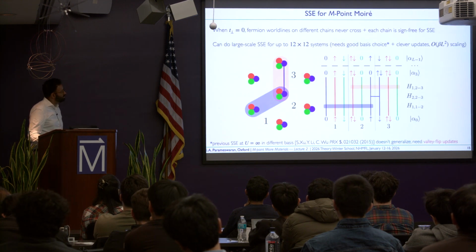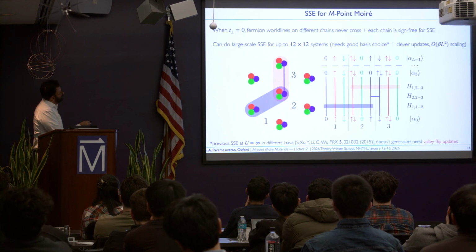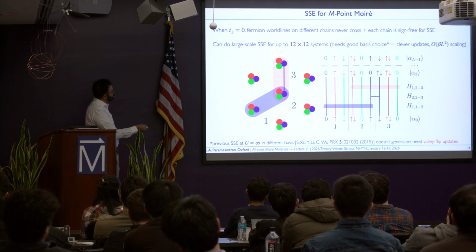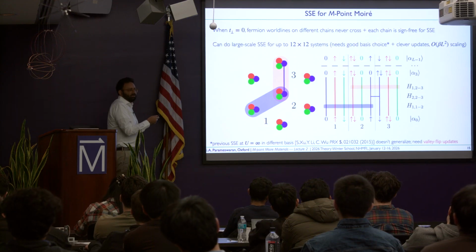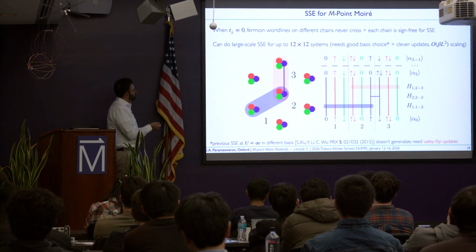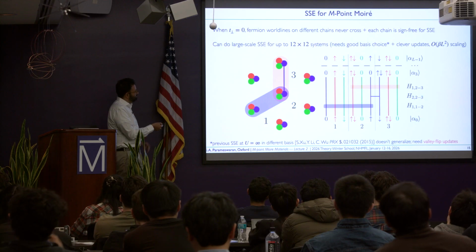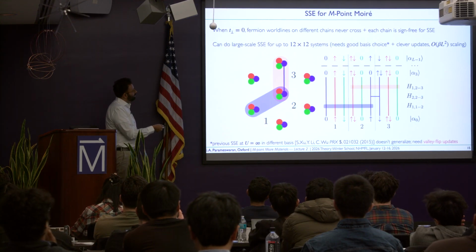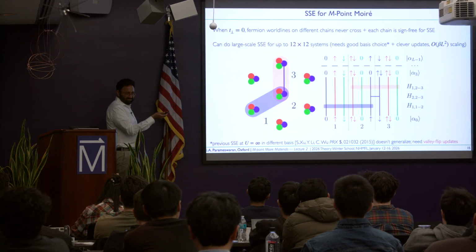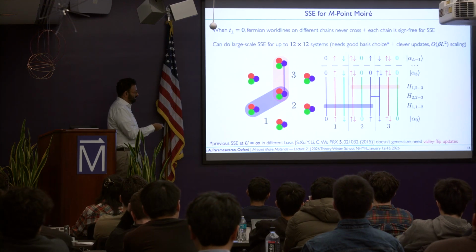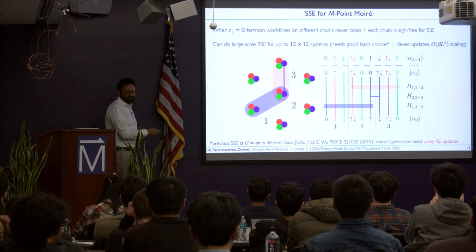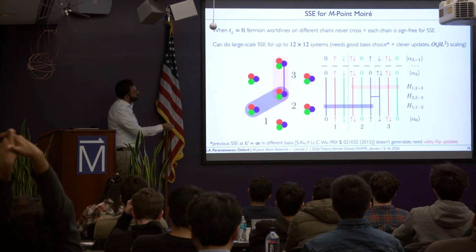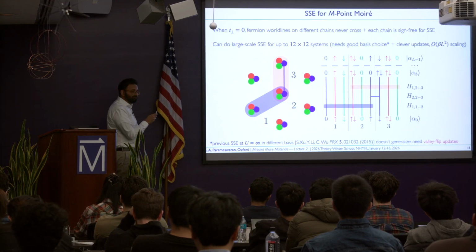So I'll tell you how this works. For instance, when T-perp is 0, what I said is the fermion worldlines never cross. So each chain is sign-free for a stochastic series expansion. And we're not primarily numerical physicists, so I'm sure somebody with real skill can do much better, although Dimitri is pretty amazing at this. You can do up to 12 by 12 systems, a 2D quantum problem. You need to have a good basis choice. That's exactly what you said. We have a particular one that's nice, and I have to look back and tell you what it is. It's not unnatural. And you need clever updates, and the clever updates are the trick.